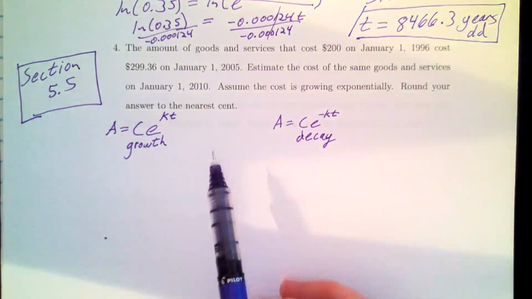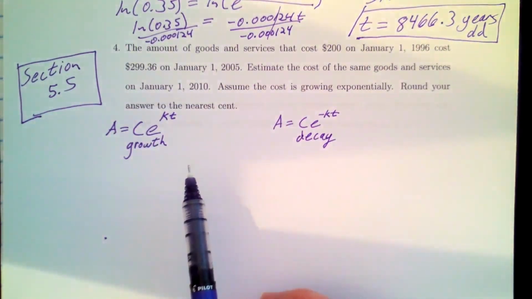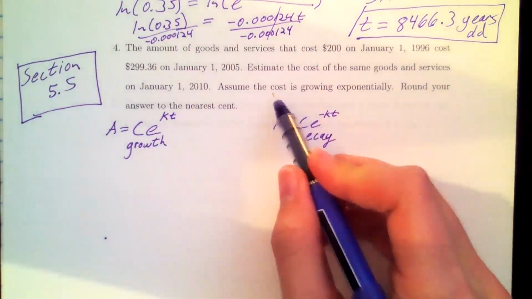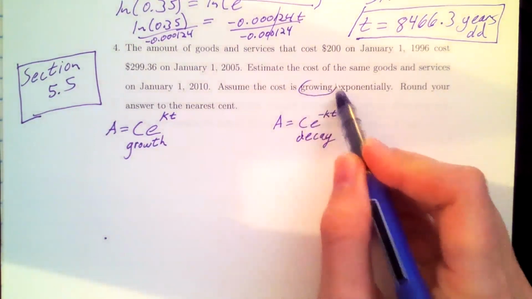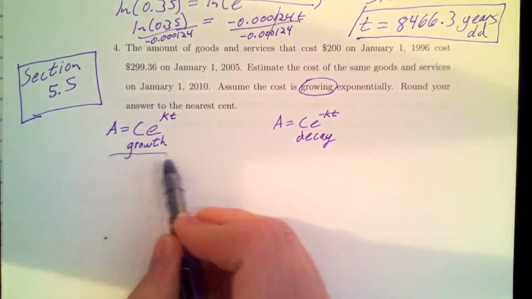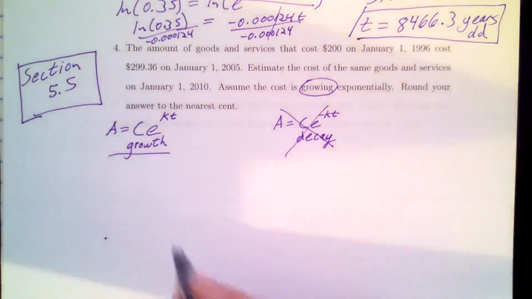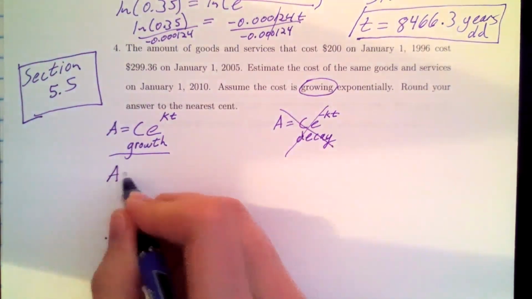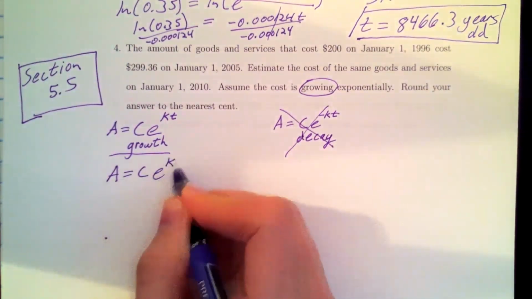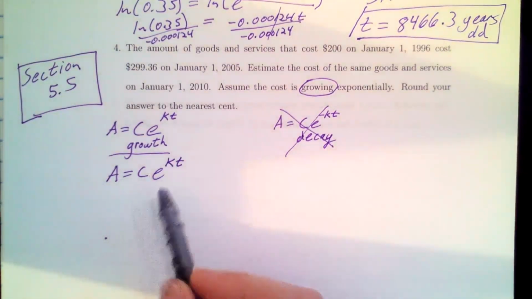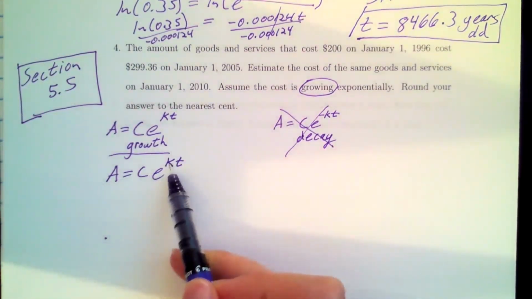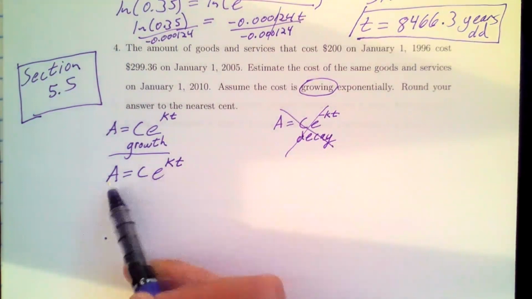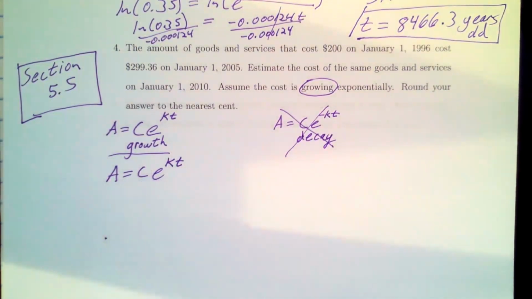So we first have to decide what model they're asking us to use in this problem. Since it says the cost is growing exponentially, that means we should use a growth model here and not a decay model. So this is the formula that I've got to fill in all the data in. I need to know what C is, and I need to know what K is in order for me to use this model to answer a question.